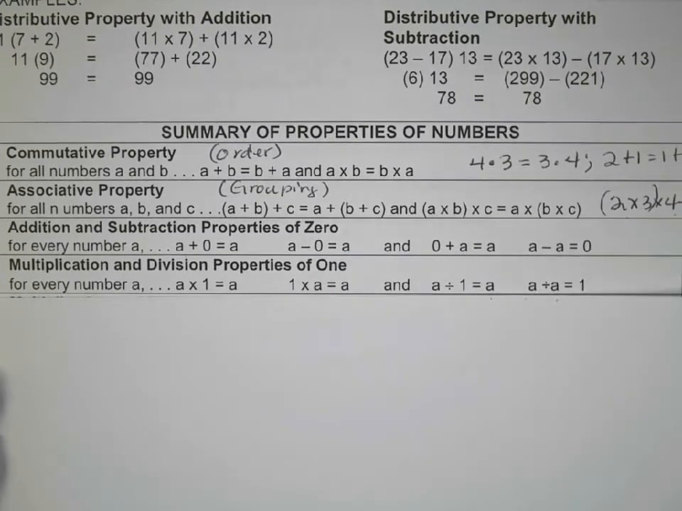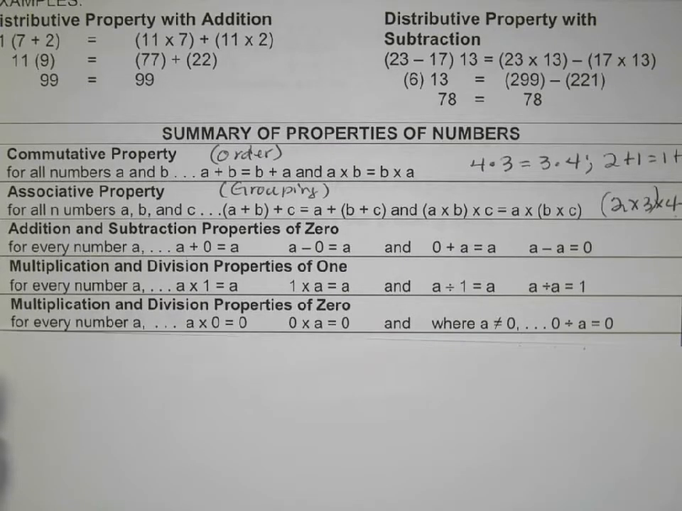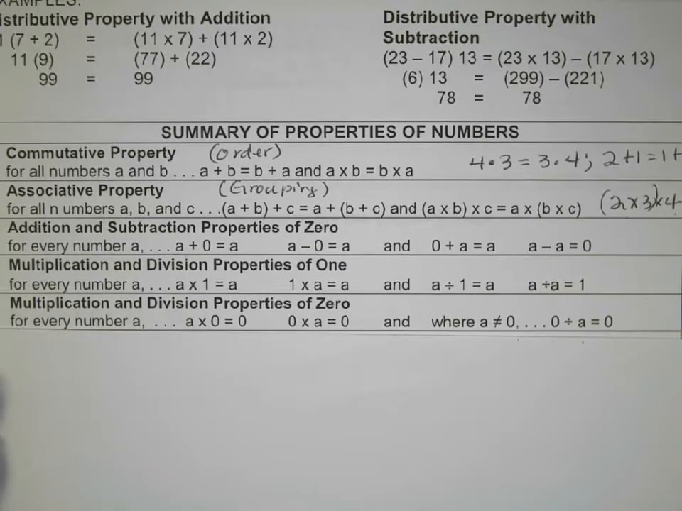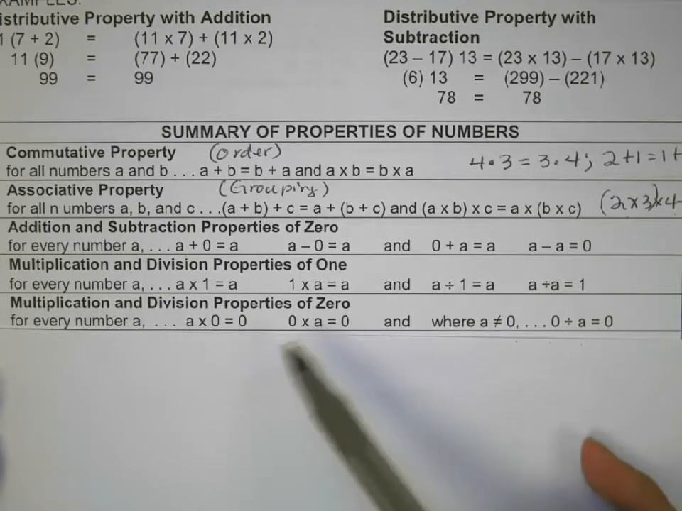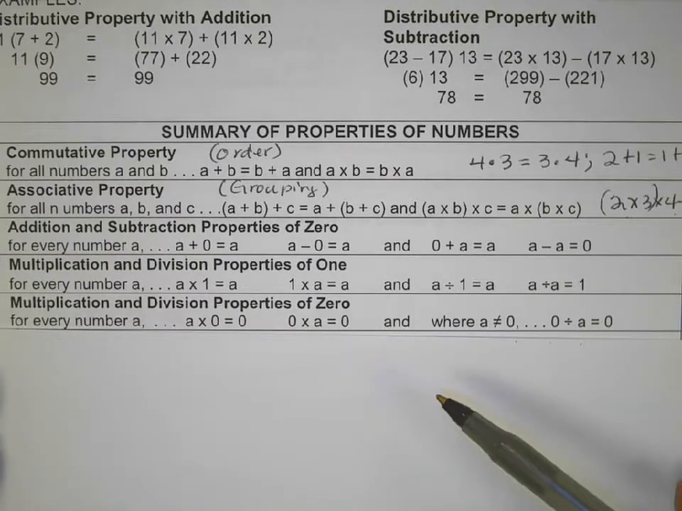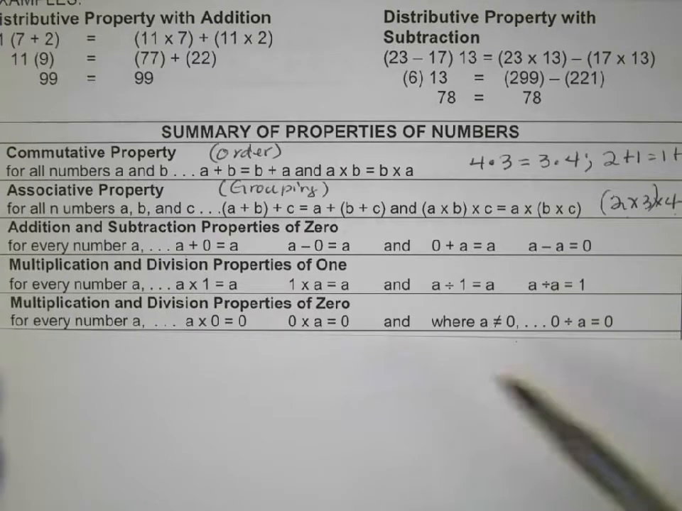There's also the multiplication and division properties of 0. Basically, 0 times anything is 0. And you can never divide with a 0 in the divisor because it makes no sense. How many groups of 0 can I get out of a number? We wouldn't even waste our time.